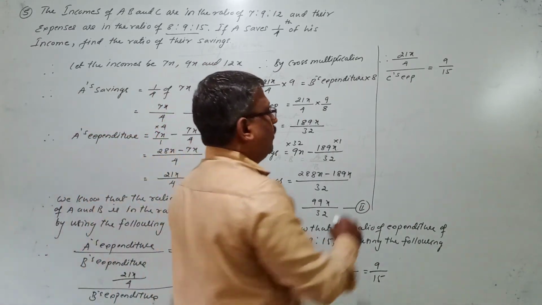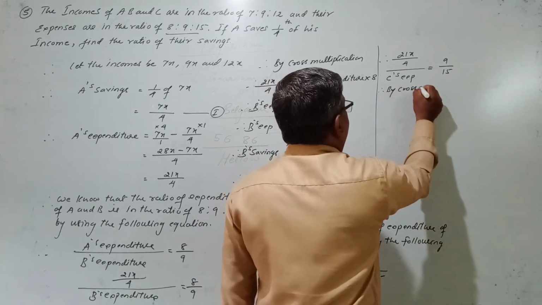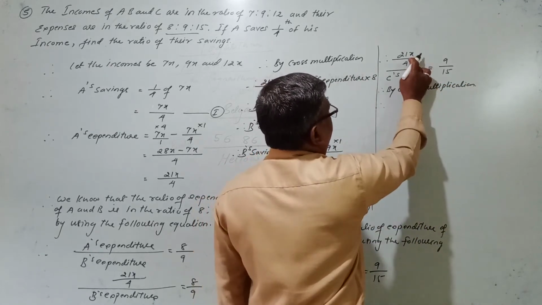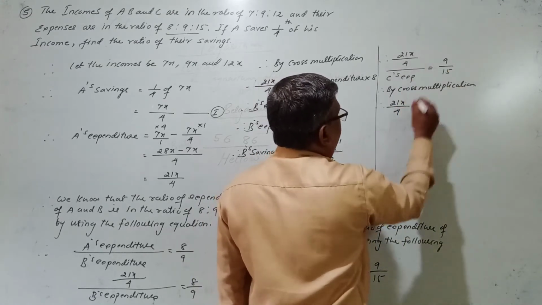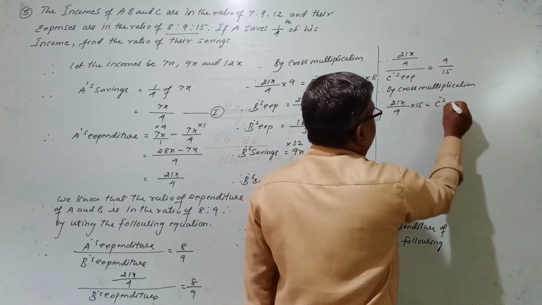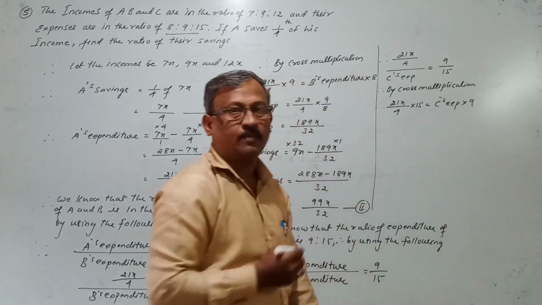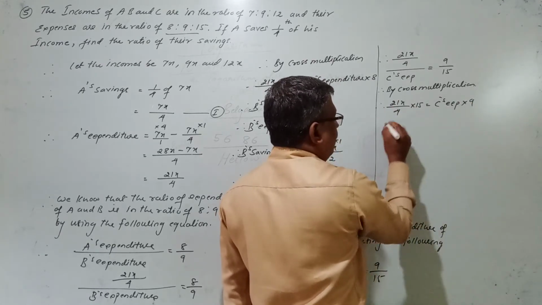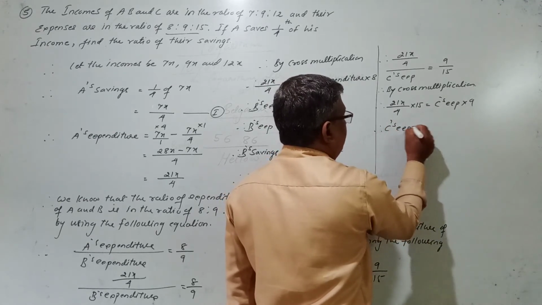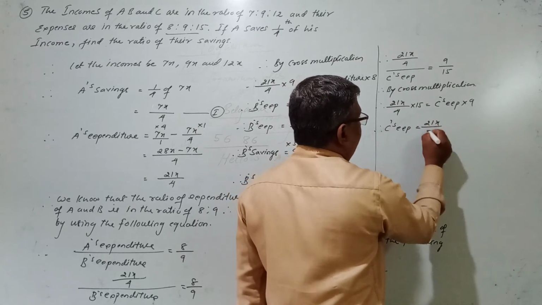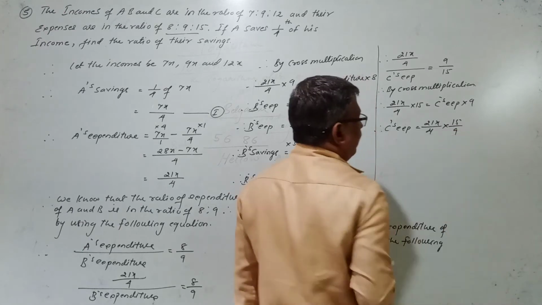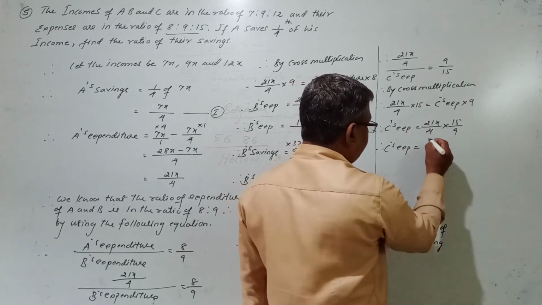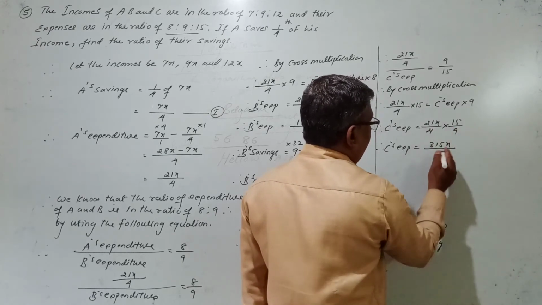And now you do the cross multiplication. So 21x divided by 4 multiplied by 15 equals C's expenditure multiplied by 9. Now I want C's expenditure, so you bring C's expenditure outside, transferring 9 to this side, so the multiplication becomes division. So C's expenditure is equal to 21x divided by 4, into 15 divided by 9. C's expenditure is equal to multiply 15 into 21, so we get 315x divided by 9 into 4.